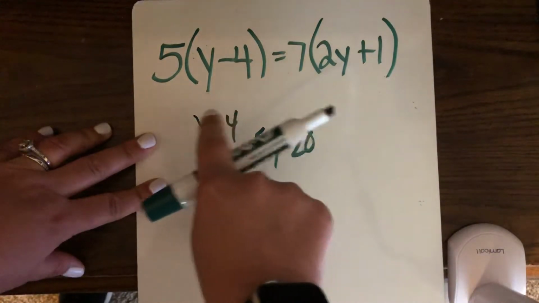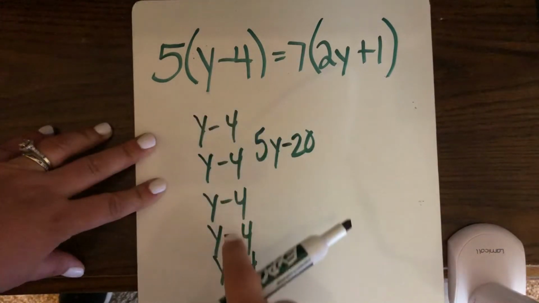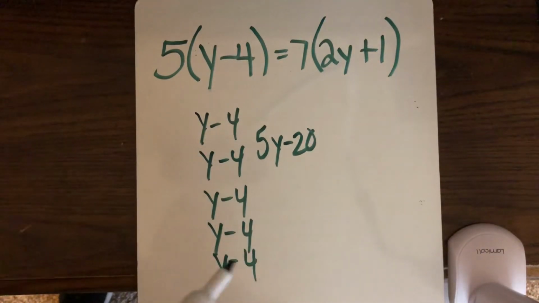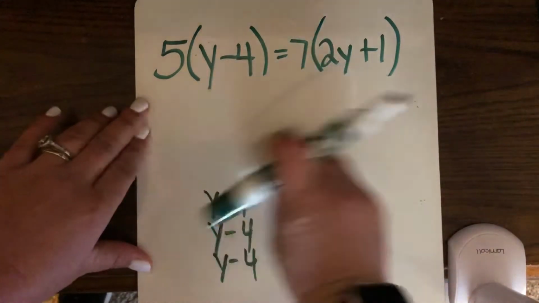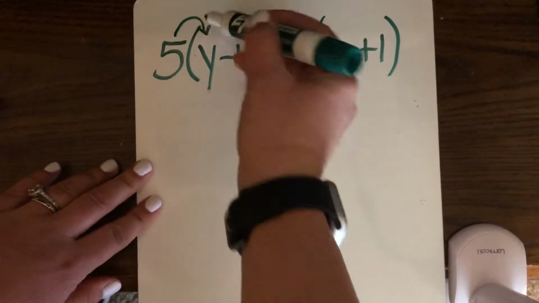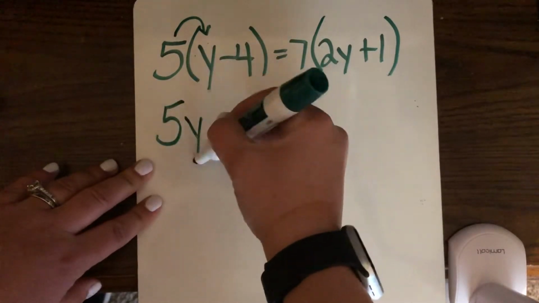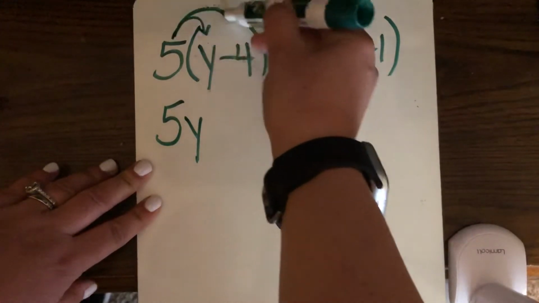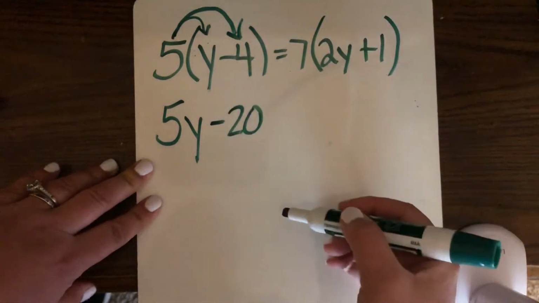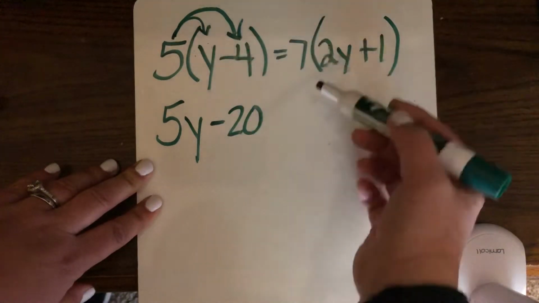So I'm taking this, multiplying it by what's out here, and I could write it out and figure out what that equals. But a shorter way to do that is to just multiply what's in the parentheses. So that's what we're going to do. 5 distributed to y, 5 times y, gives me 5y. 5 times -4 gives me -20, right? So I have multiplied y times 5 and -4 times 5.